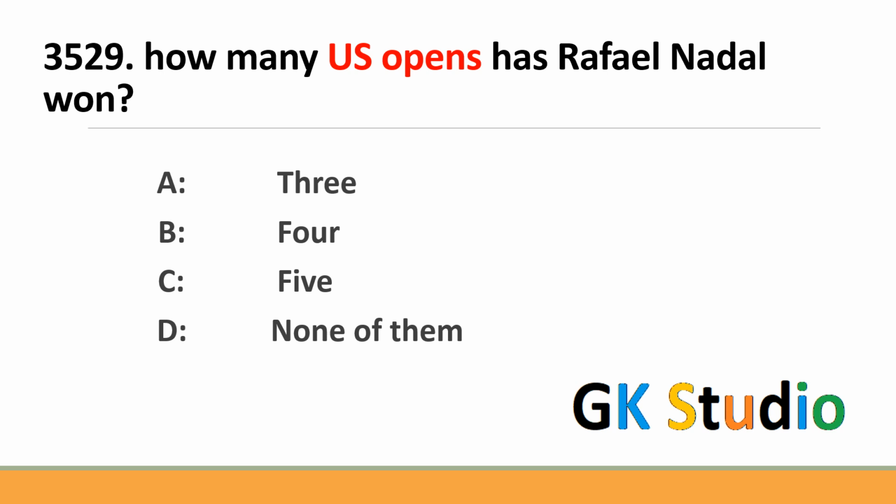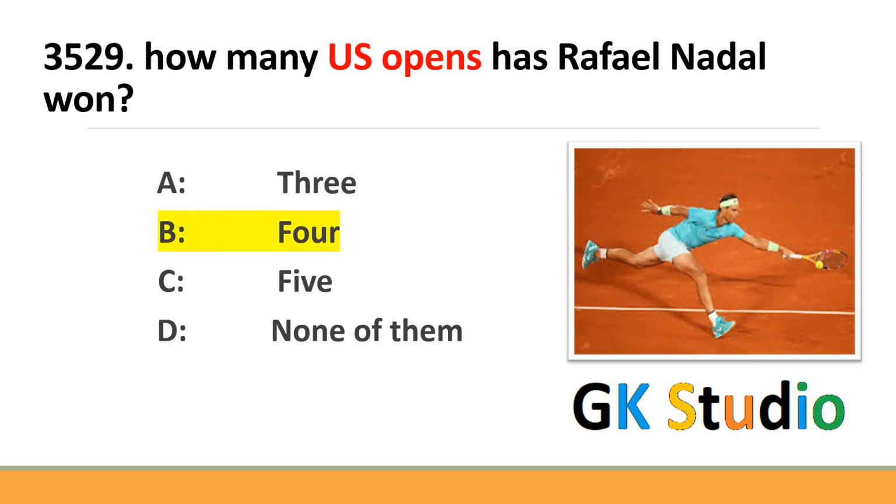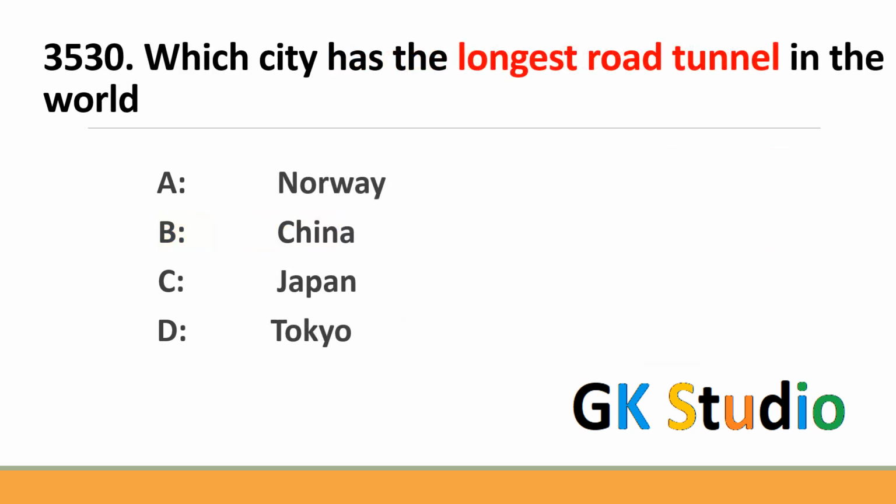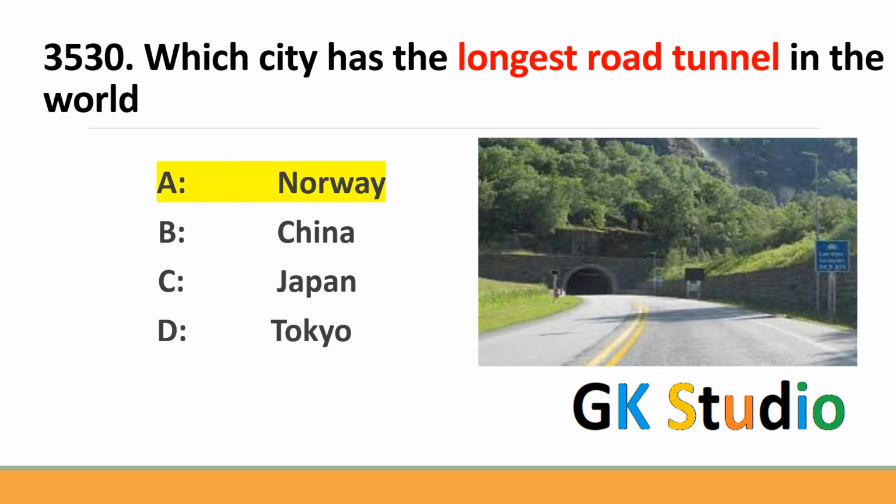How many US Opens has Rafael Nadal won? The US Open Rafael Nadal won. Which country has the longest road tunnel in the world? Norway has the longest road tunnel in the world.